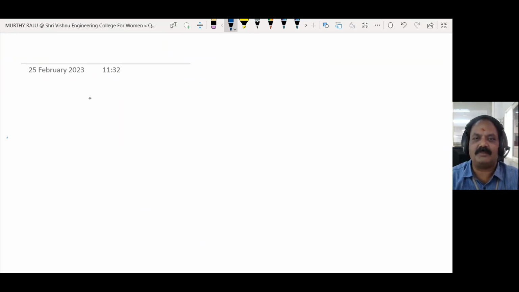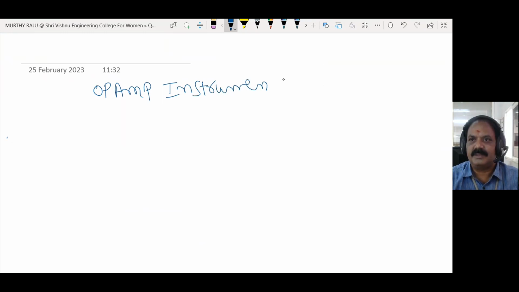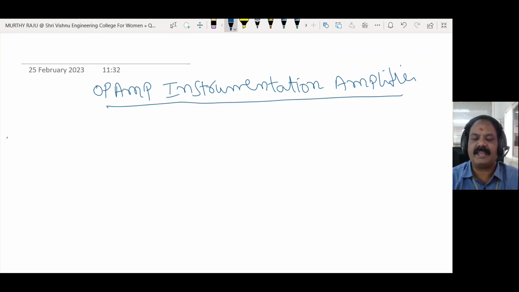In this video, I will explain the op-amp instrumentation amplifier. Block diagram of an instrumentation system.